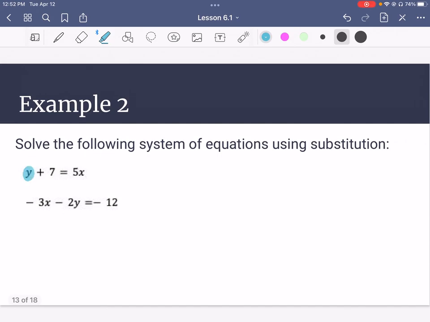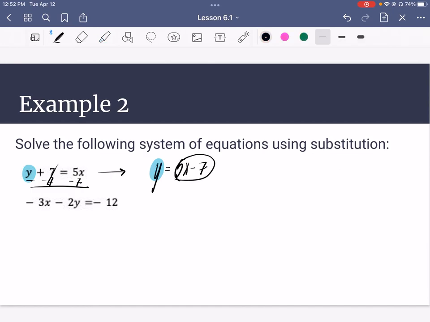Okay, example number 2. Same sort of process here, but the only difference now is that we do not have, like in our first example, one of the equations already set equal to y or x. On this side, I have y plus 7. On the other side, I have negative 3x minus 2y. And so that's going to be our first step here, is to get one of these variables by themselves. Now, I would just pick, again, the equation that looks simplest to manipulate, or that's going to require the least amount of work. So this one would be really simple. If I just subtract 7 from both sides, then I'm going to have y isolated.